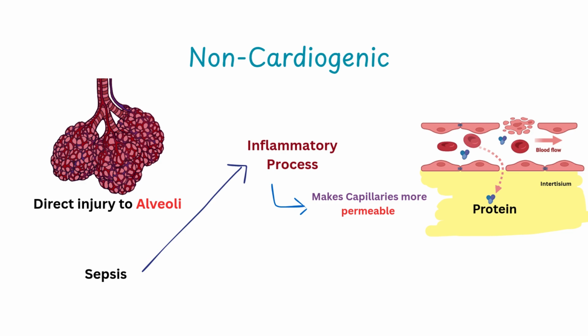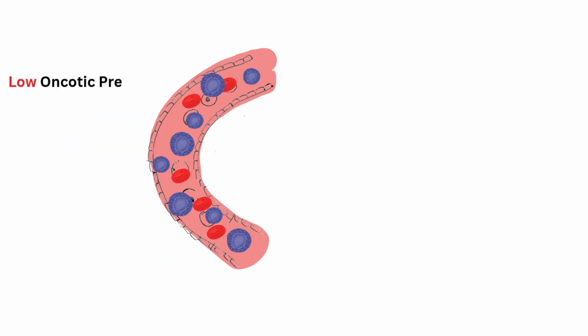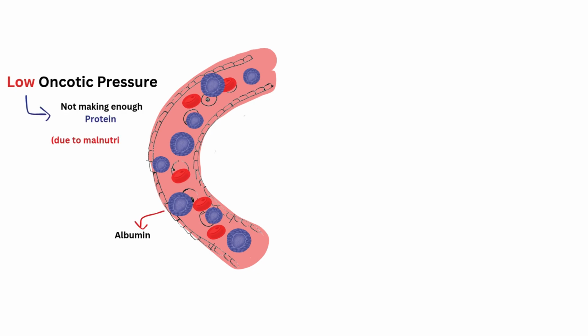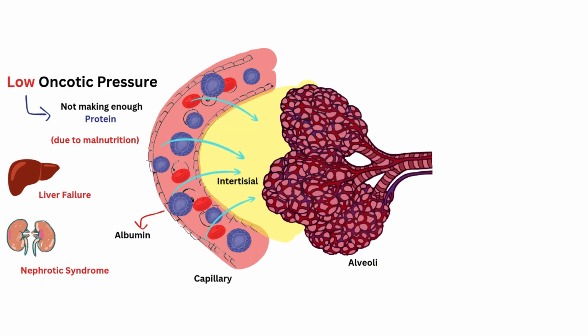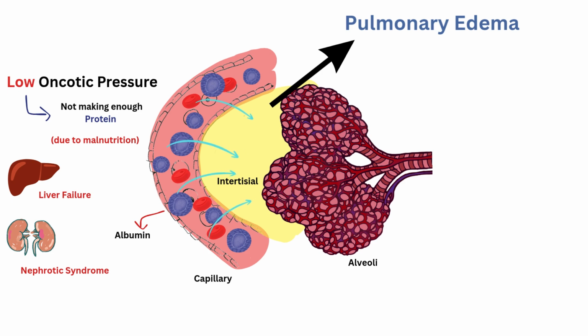Another category of non-cardiogenic causes is having low oncotic pressure. And this could result from not making enough proteins like albumin due to malnutrition or from liver failure. Alternatively, it could be due to losing protein too quickly, like in nephrotic syndrome. Regardless of the cause, low oncotic pressure leads to fluid moving from the capillary and into the interstitial space throughout the body, and in the lungs, that results in pulmonary edema. Pulmonary edema can develop in a few ways and often develops through a combination of mechanisms.